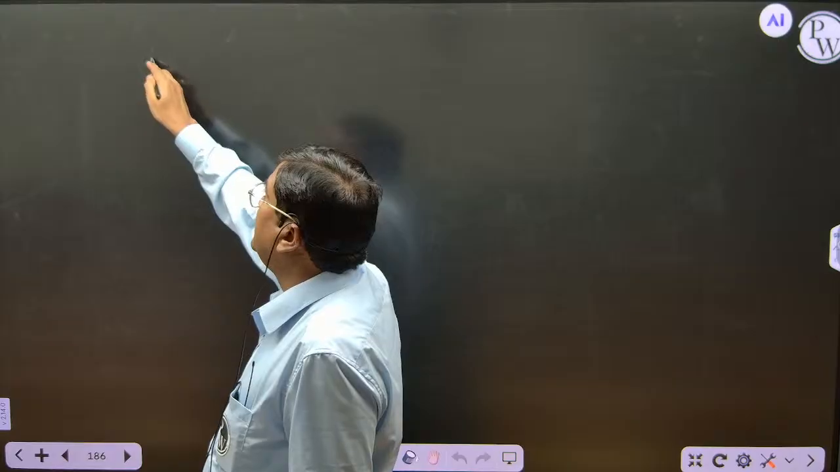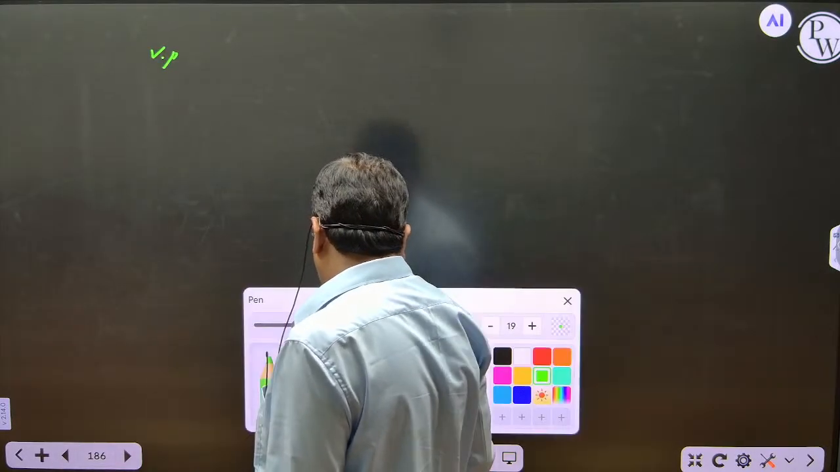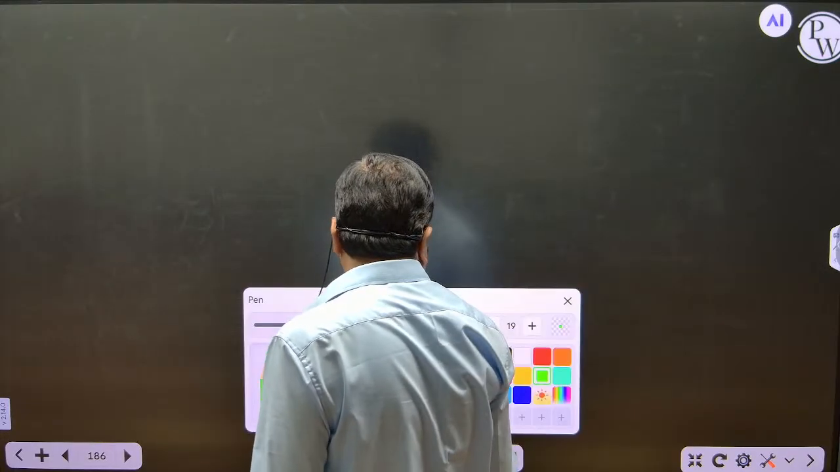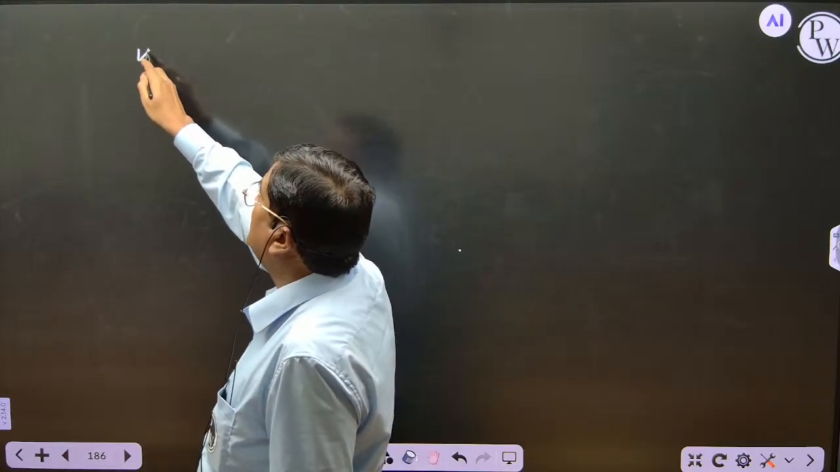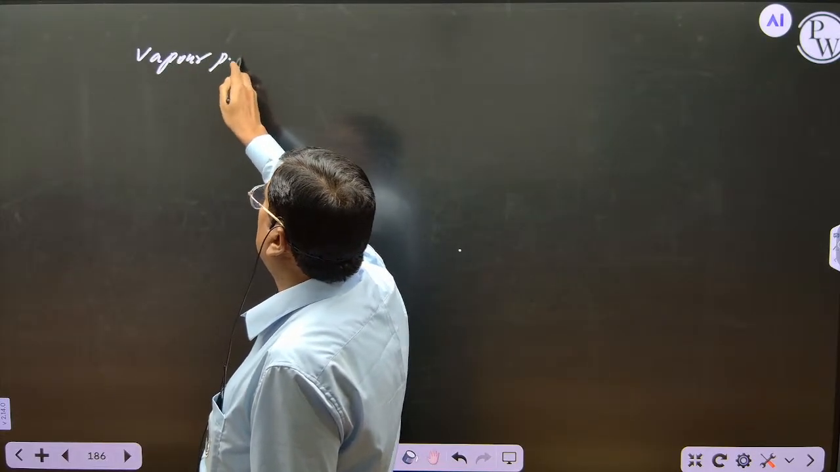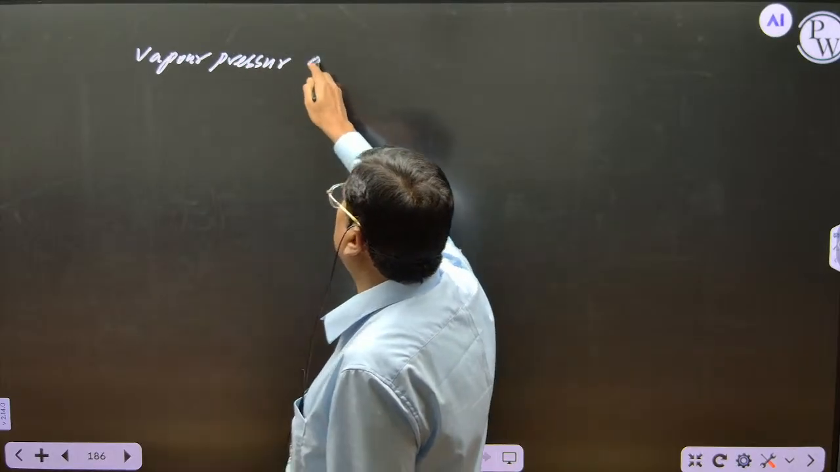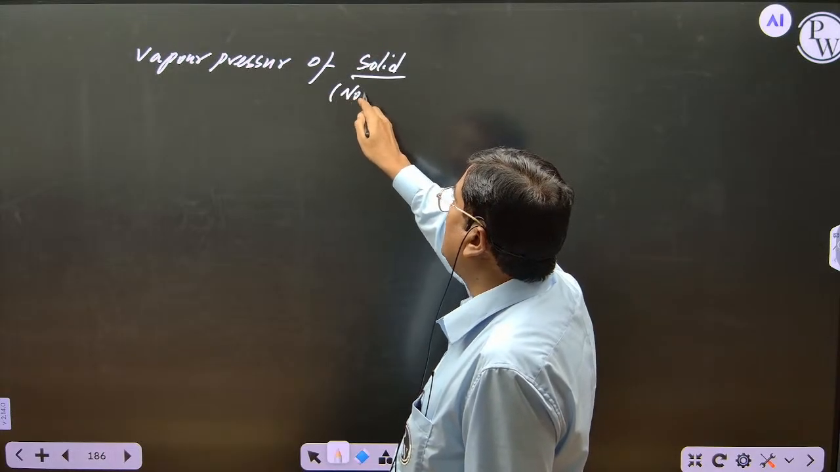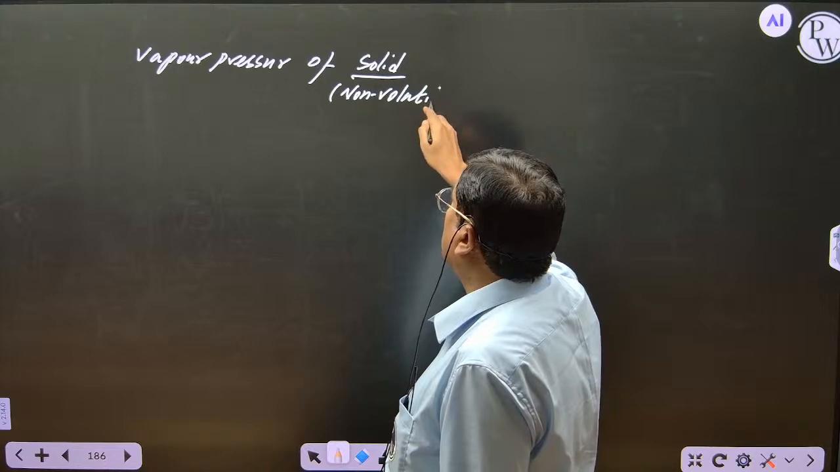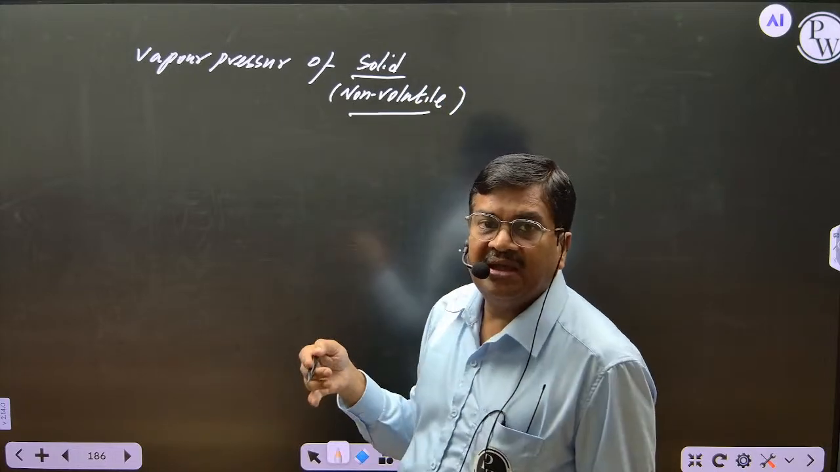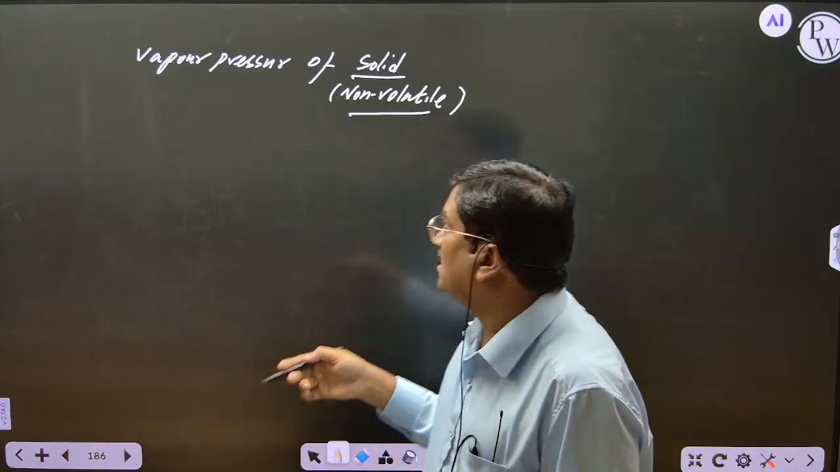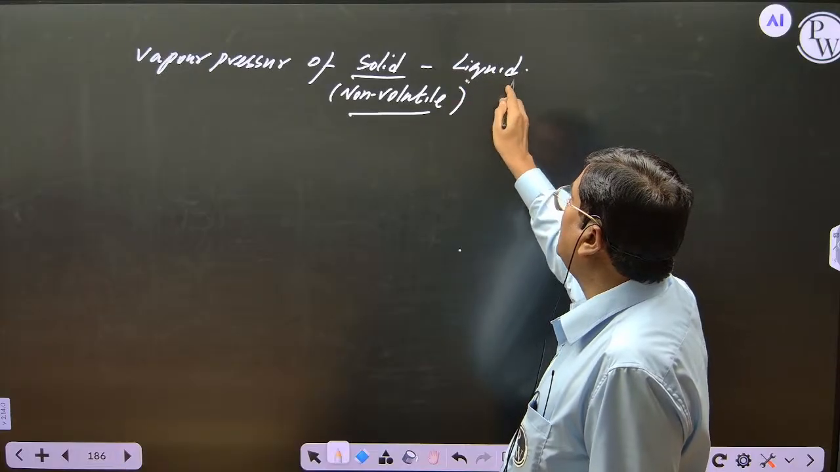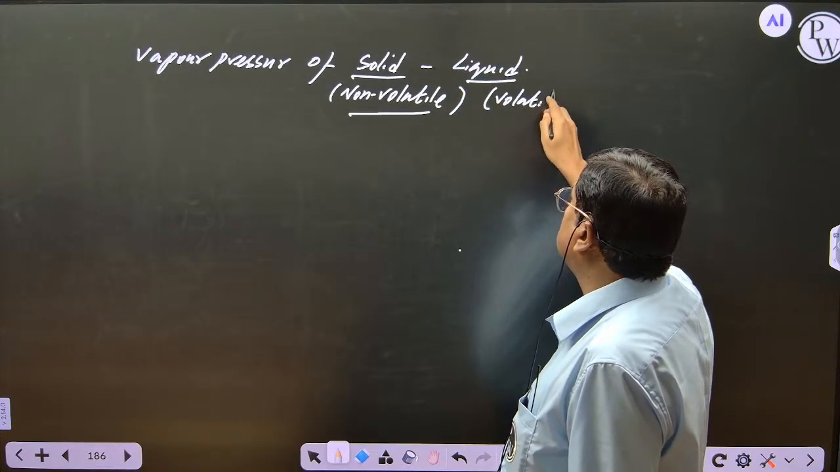You remember vapor pressure of solute, this we discussed in the previous class, of solid. This solid we discussed that it is non-volatile. What is meant by non-volatile? The one that does not convert into vapor, like sucrose, glucose, urea, present in a liquid, and this liquid is volatile. This we discussed in the last class.